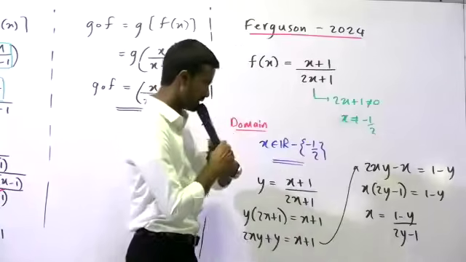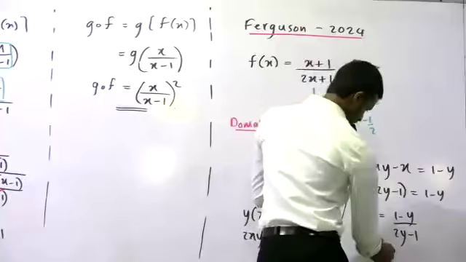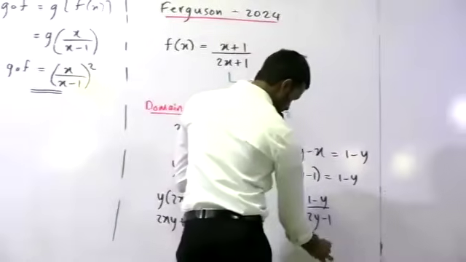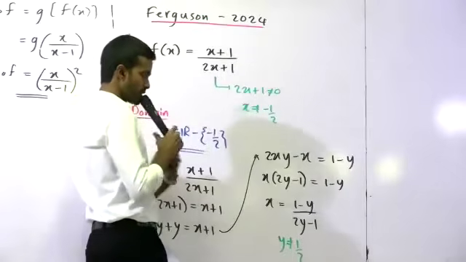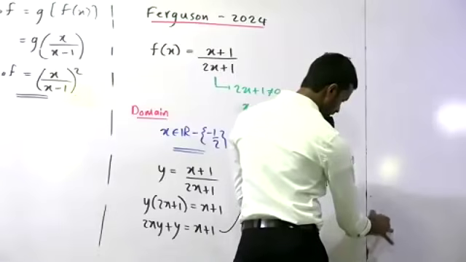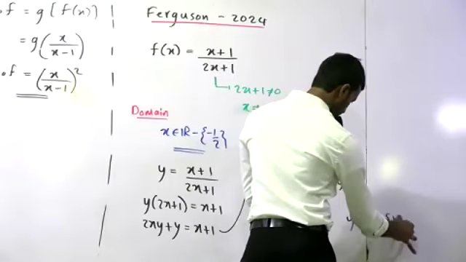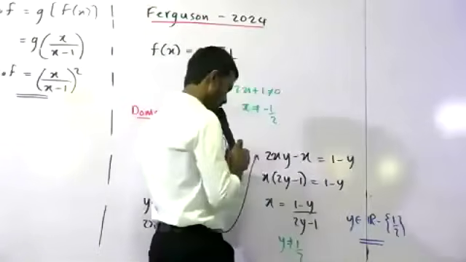Good. So here we are having a denominator. The denominator is not equal to zero, so y can't be equal to half. So your range is: y can be any real number, but it can't be half. So this is your range.